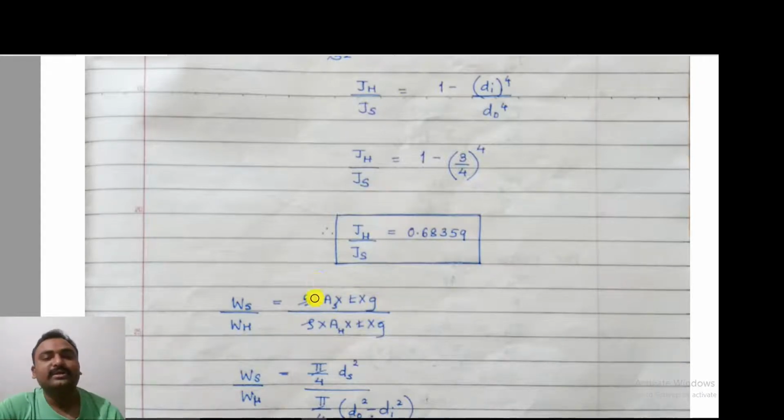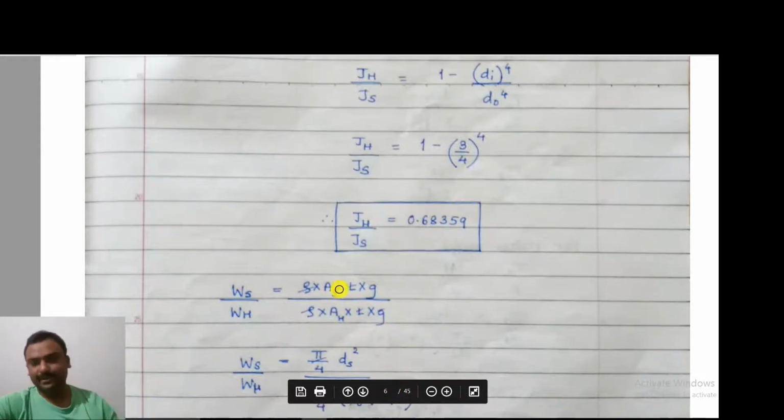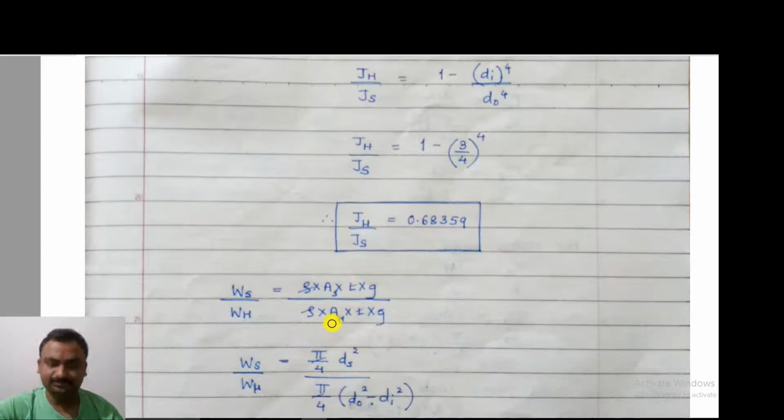The density, as the material is same, that maximum shear stress that we can transfer is same, that means the material is also same. Okay, so density will be cancelled. Length also gets cancelled, acceleration due to gravity will also get cancelled. Only there will be a ratio of area of the solid shaft upon area of the hollow shaft.